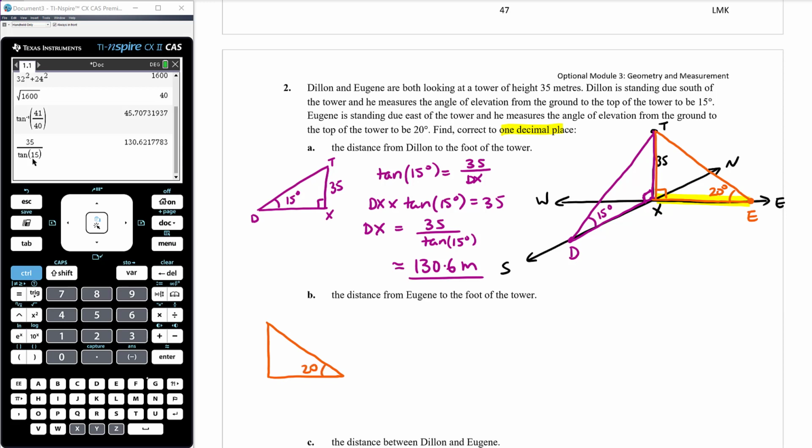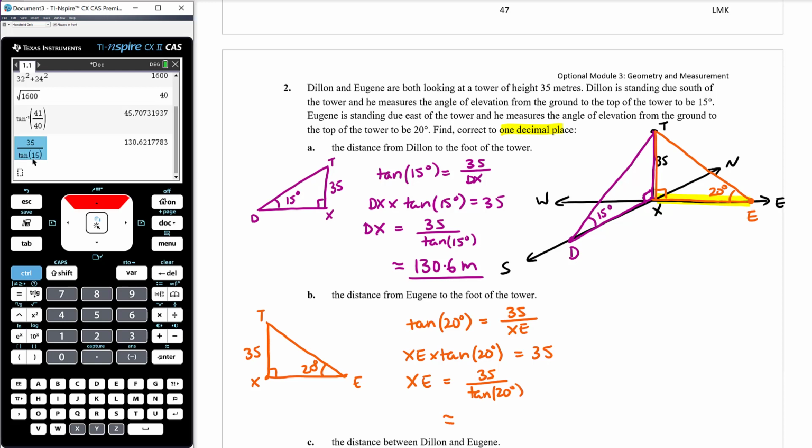We know that's 20 degrees, that's a right angle, that's 35, that's the top of the tower, that's the bottom of the tower, and this is Eugene. So we want XE, and again we're going to need tan. Tan of 20 degrees is opposite, which is 35, over XE, which means XE times tan of 20 is 35, which means XE is 35 divided by tan of 20 degrees.